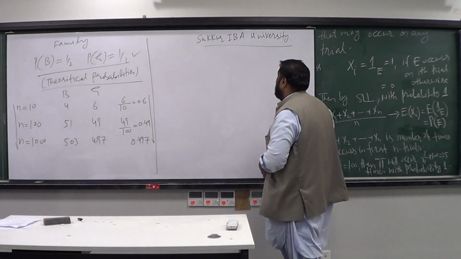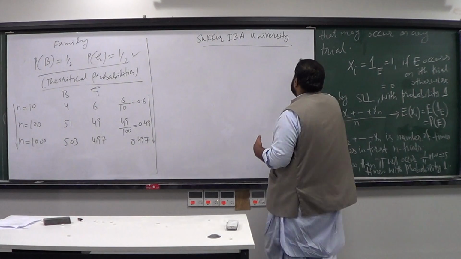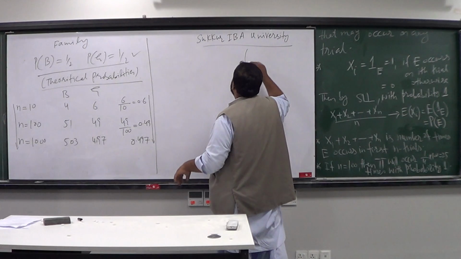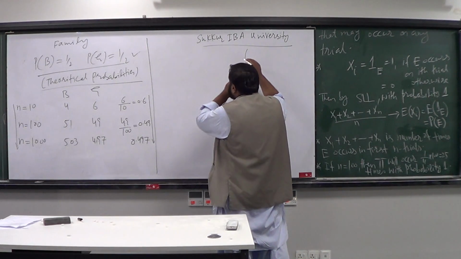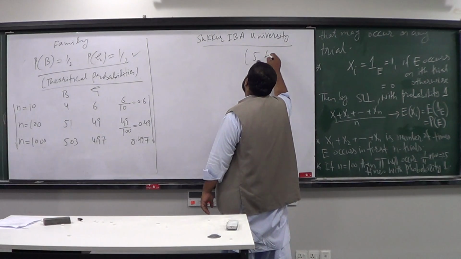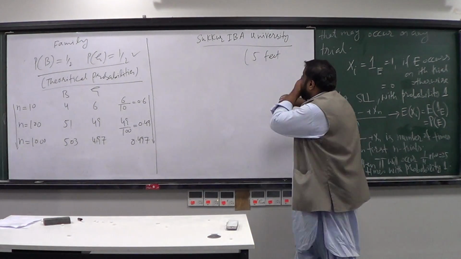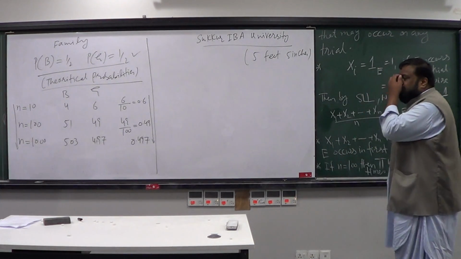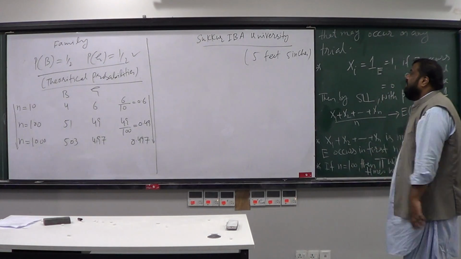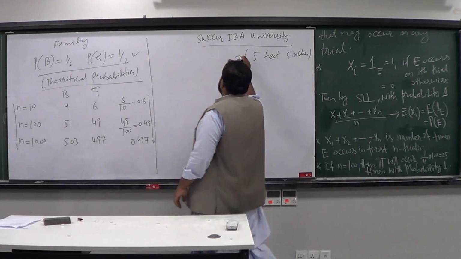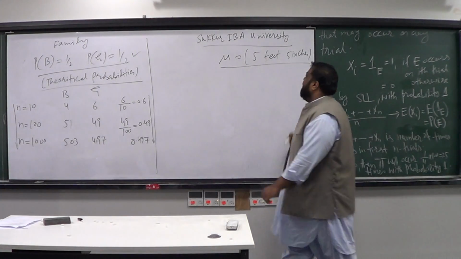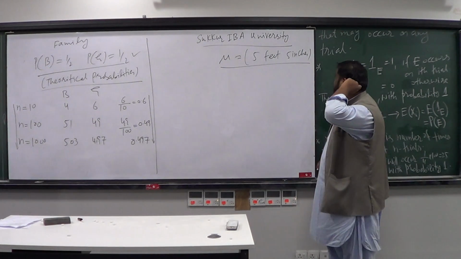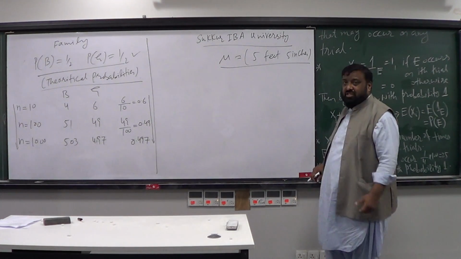So imagine the administration, or someone, knows that the average height of the students in Sukkur University is, say, 5 feet 5 inches. This is the actual population mean: 5 feet and 5 inches.